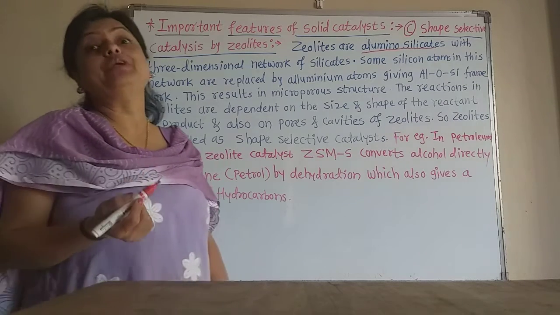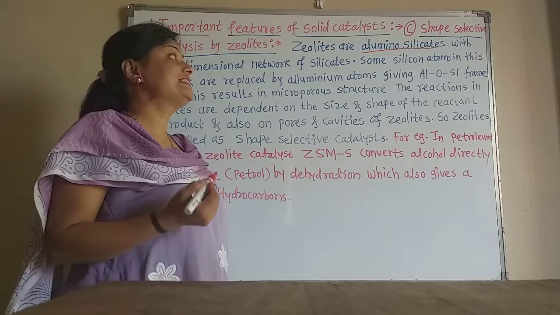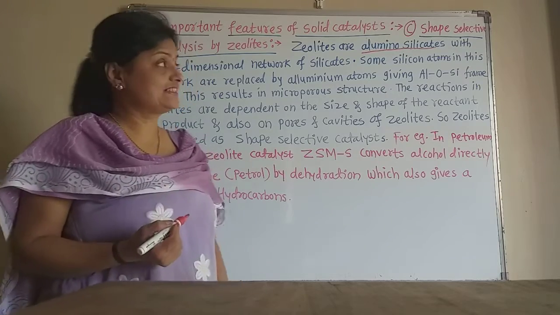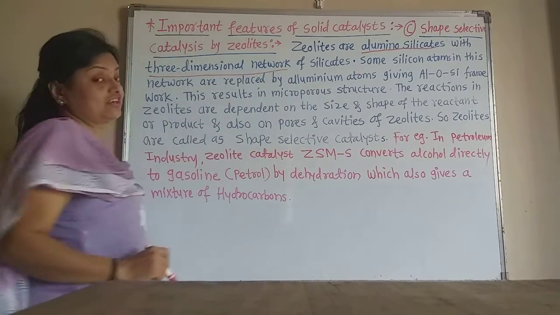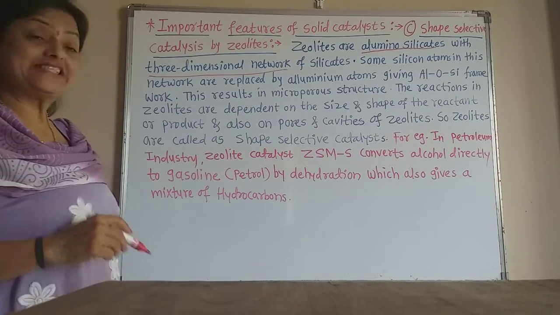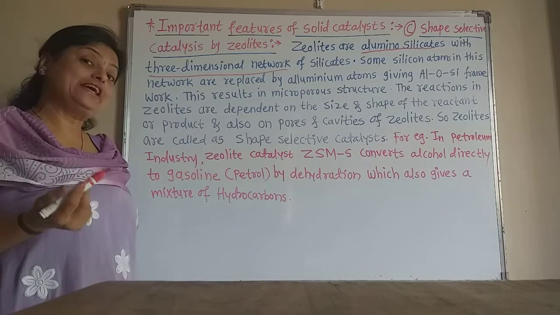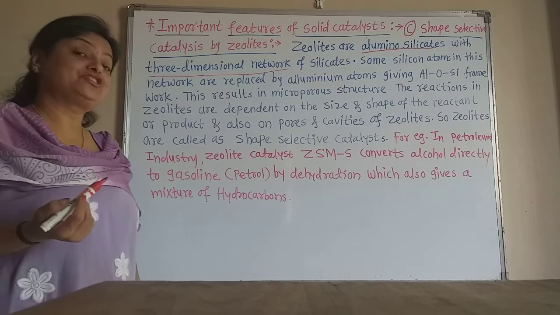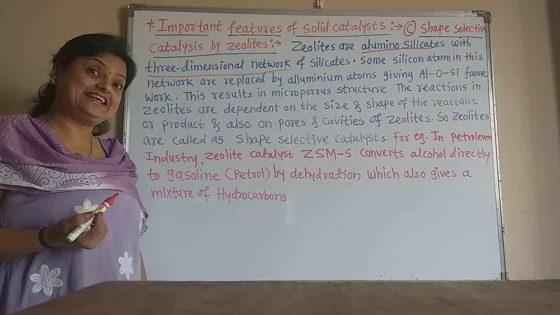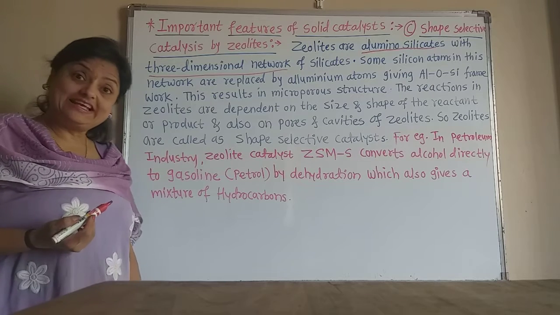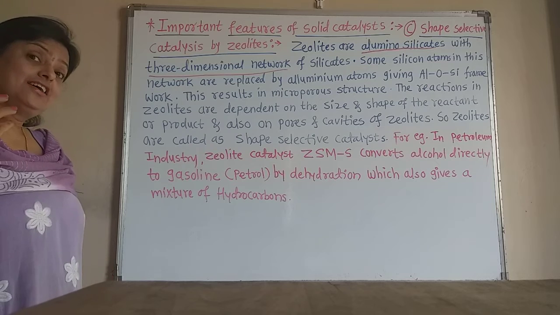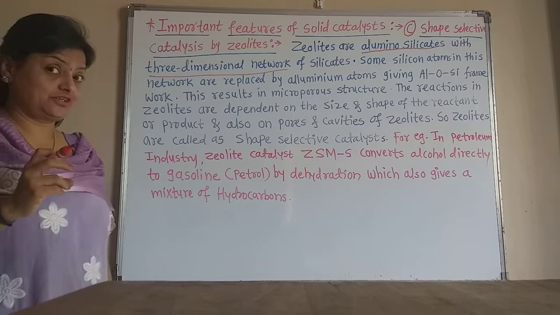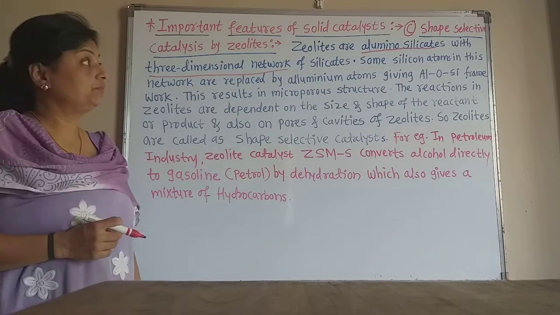Aluminosilicate means they are the silica, that is the rocky material or stones, silicon oxide, but with aluminum. So zeolites are aluminosilicates with a three-dimensional network of silicates. In zeolites, there is a three-dimensional network of silicates, that is aluminum silicates. These are the zeolites. They are whitish in color due to the aluminum metal.